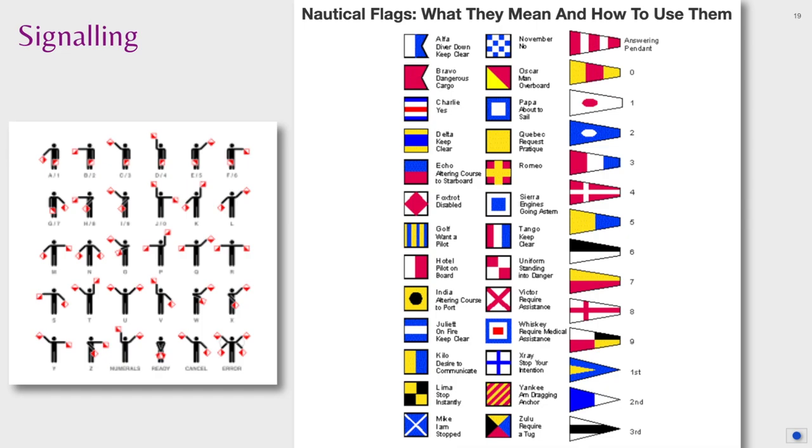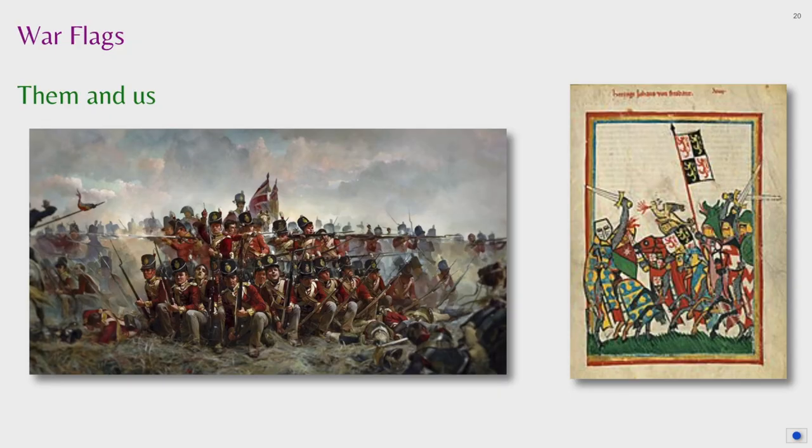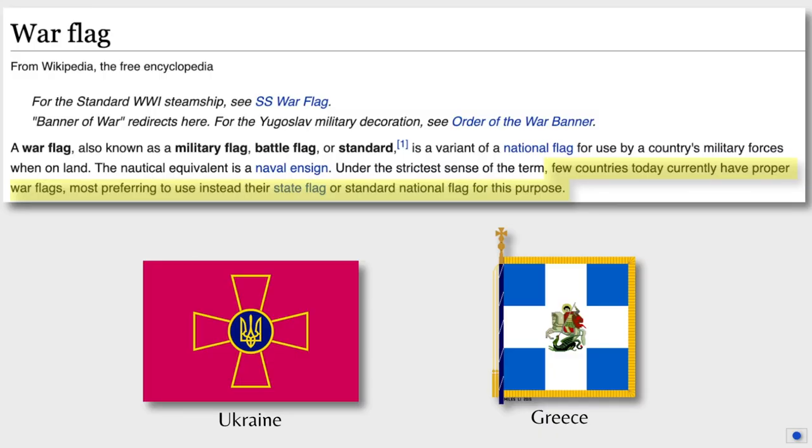Historically, flags have been used for signalling, semaphore less these days, but they still have a use at sea. But the idea of flags representing a state or a nation gained traction first on the battlefield to help identify friend or foe. And according to Wikipedia, few countries today currently have proper war flags, most preferring to use instead their state flag or standard national flag for this purpose.